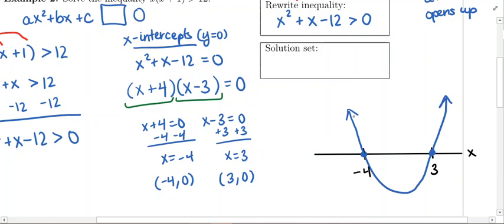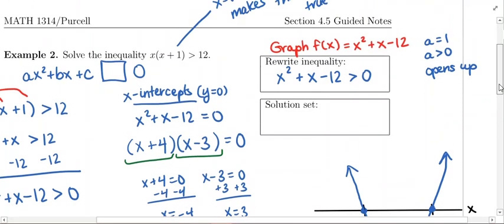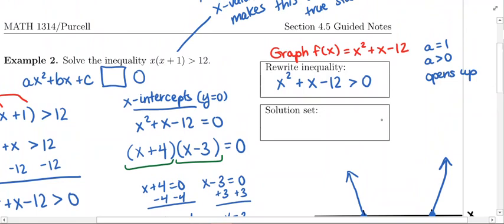Don't care where the vertex is. It's somewhere down here. Don't have to know specifically where it is. Don't need to know the y-intercept, and so on. This is all we need. This is going to be enough to solve our inequality. Now that we have the picture, let's try to solve the inequality. This is the inequality we're trying to solve.